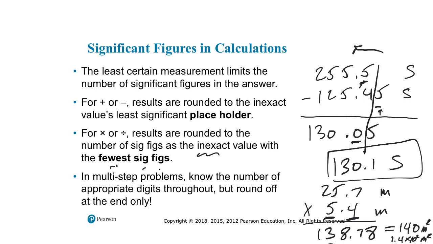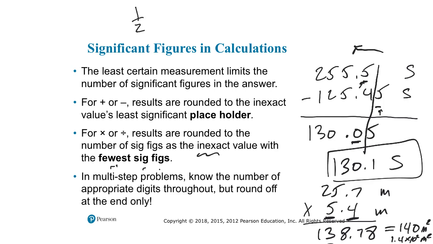Okay, in multi-step problems, we're going to do some examples of these as we go, but we want to try to round just once at the very end of the problem, while applying the rules of significant figures as we do the different mathematical steps. So I think some examples will help us understand those nuances. One other example I wanted to give real quick.